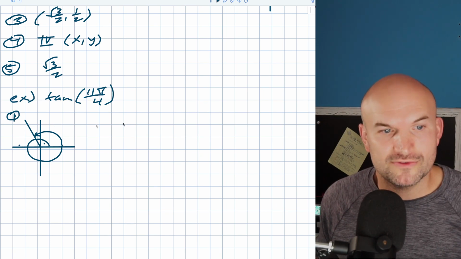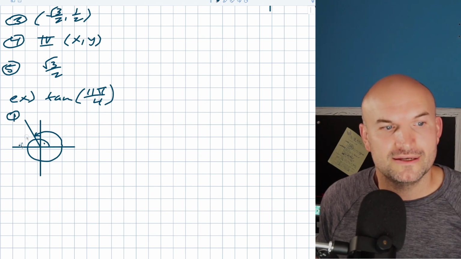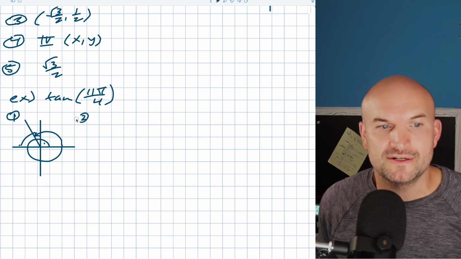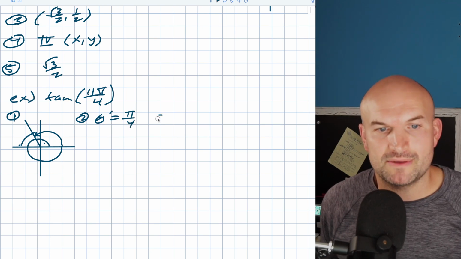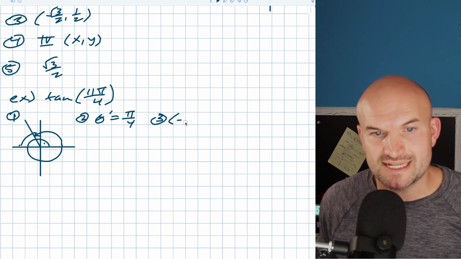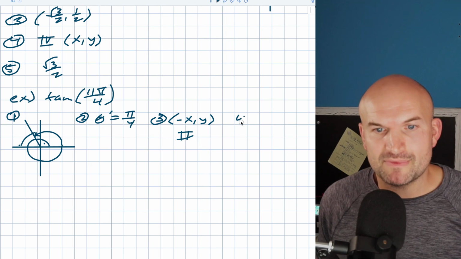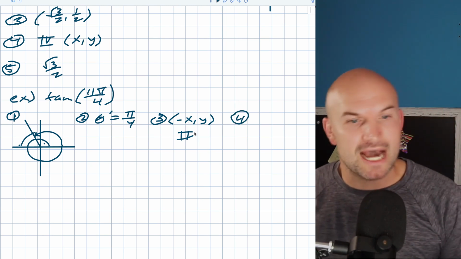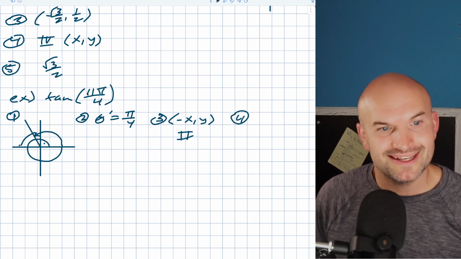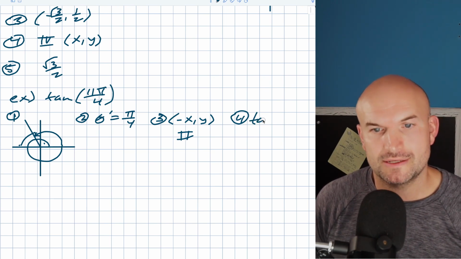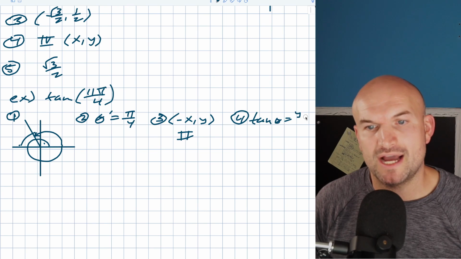Step number 2 for my students would be identifying the reference angle. If this is 3 pi over 4, then my reference angle here is just going to be pi over 4. All right, step number 3 is identifying which quadrant we're in, which is going to be quadrant 2. So that's a negative x, y, right? And then step number 4 is now evaluating this. Now, again, remember, tangent of theta represents the y over the x.